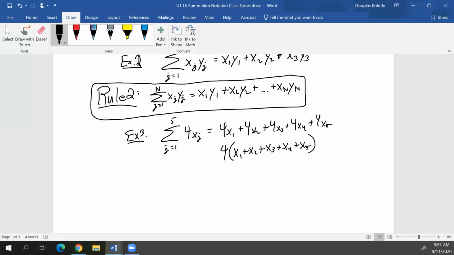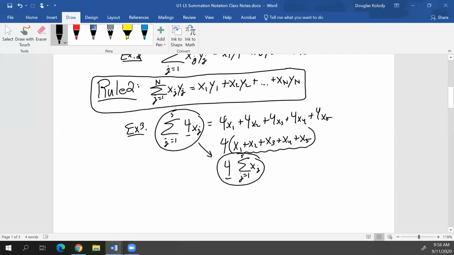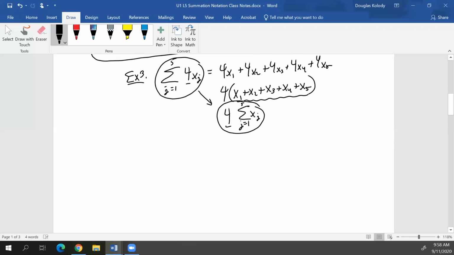But wait a minute. This piece, can't this be condensed into a summation symbol? It sure can. That could be 4 times the sum as j goes from 1 to 5 of x sub j. Isn't that what this shorthand notation is? Right. But wait a minute. How did we get from here to here? What happened to the 4? Didn't the 4 just go from after the sum to before the sum? It did. Ladies and gentlemen, I present to you rule number 3.